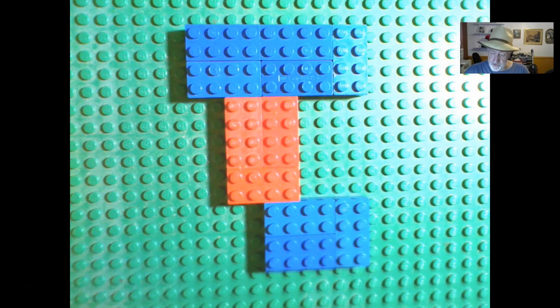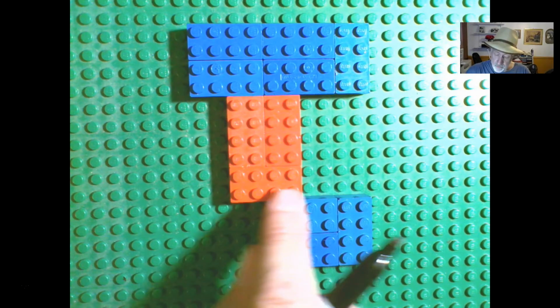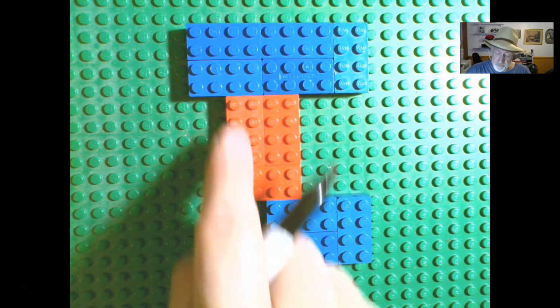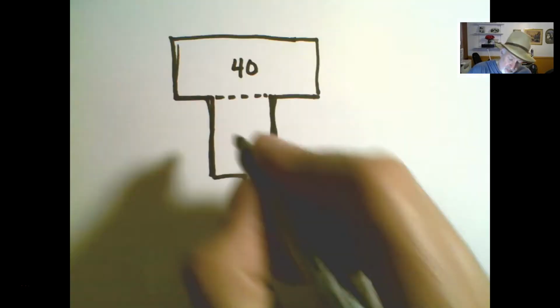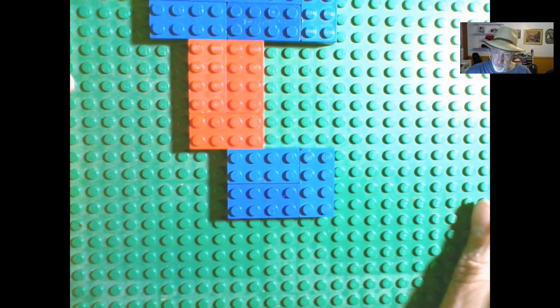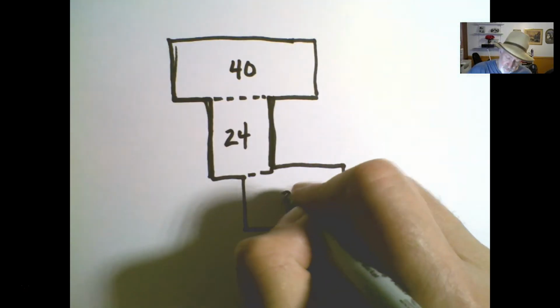The middle section, which is red, is 1, 2, 3, 4 across, 1, 2, 3, 4, 5, 6. 4 times 6 is 24. And the bottom section, the blue on the bottom, is also 4 by 6, so that area is also 24.